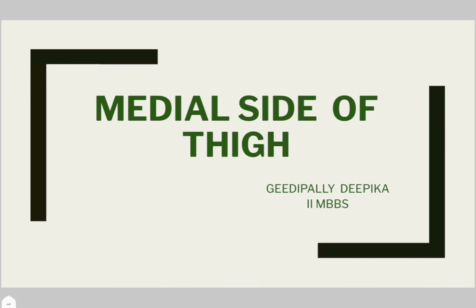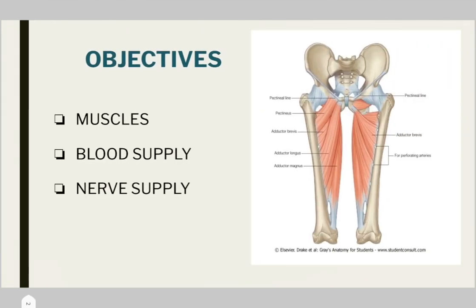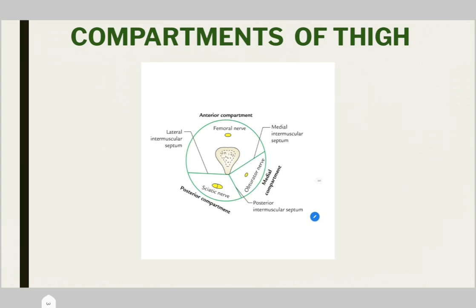Today, our topic of discussion is the medial side of the thigh. So, we are going to have a look at the muscles, blood supply, and the nerve supply of the medial side of the thigh. Firstly, the thigh has three compartments: anterior, medial, and posterior.